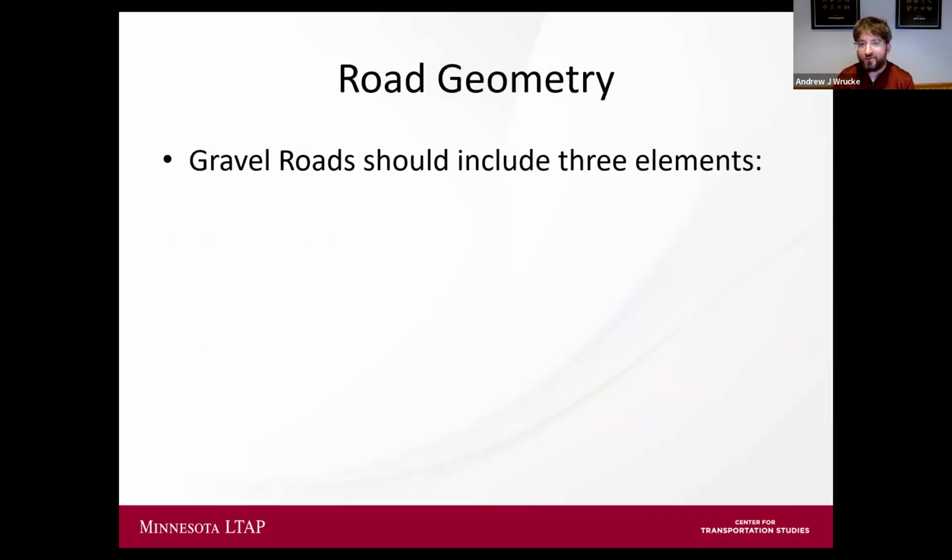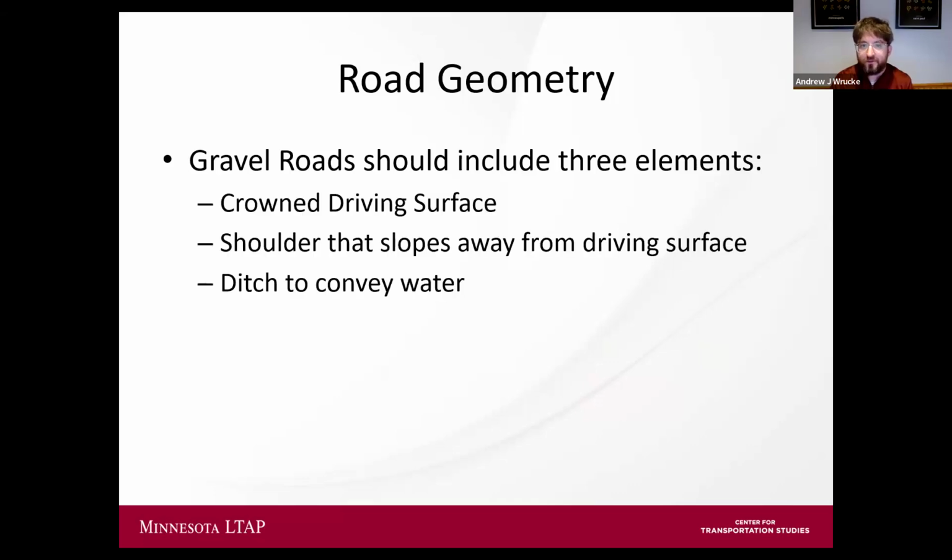So gravel road geometry. When you're building your gravel roads, it should contain three major elements: a crown driving surface, a shoulder that slopes away from the driving surface, and a ditch to convey water. So a crown driving surface, again, it's exactly what it sounds like. It's sloped with a high point in the middle, so that water flows away from the middle, flows away from the road into the ditches.